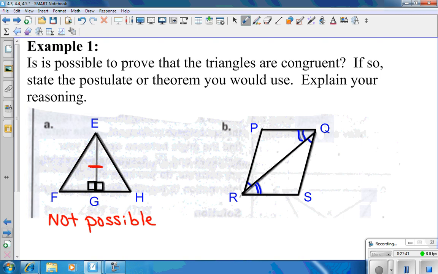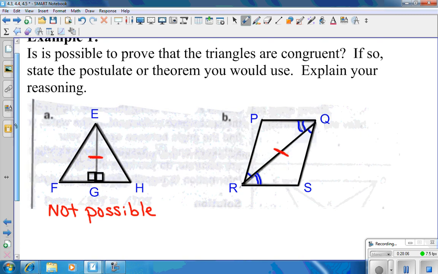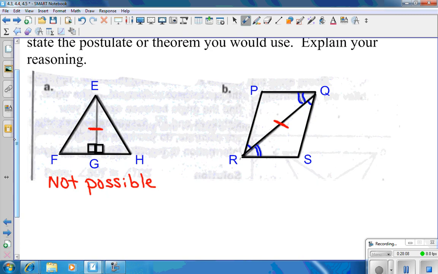All right, part B. Do they share any sides? Yeah. Okay, so go ahead and mark it. All right, do they have any other angles that I need to mark? Okay, what else matches? Well, the PRQ and the SQR match, right? And that's already there, so we don't have to add any more. There's nothing else I can add, no vertical angles or anything to mark.